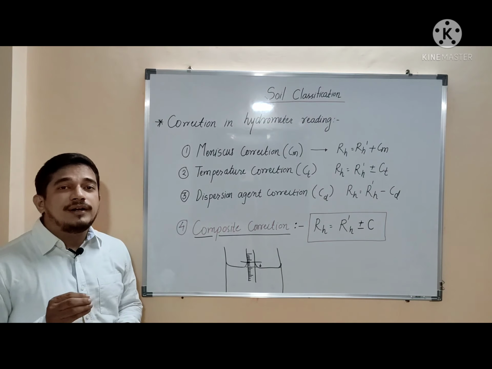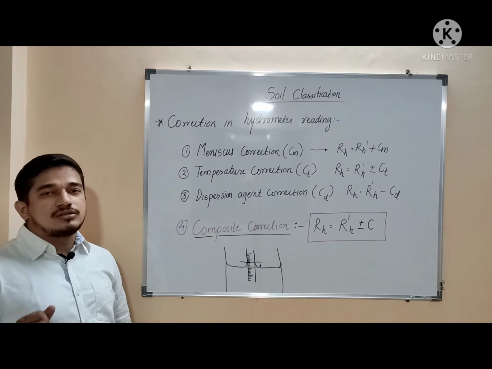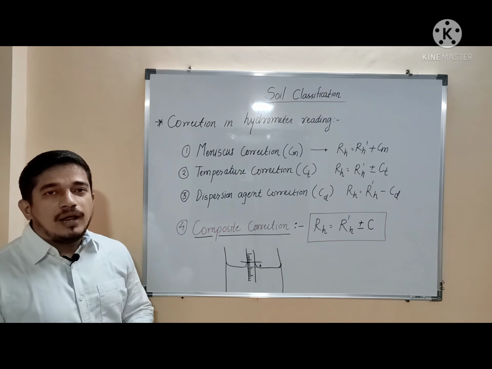So now how to determine the value of this meniscus correction? For that, we will have a comparison cylinder in which we will take distilled water and we will take the reading. The difference between the level of the meniscus and the level of the free surface will give us the meniscus correction.